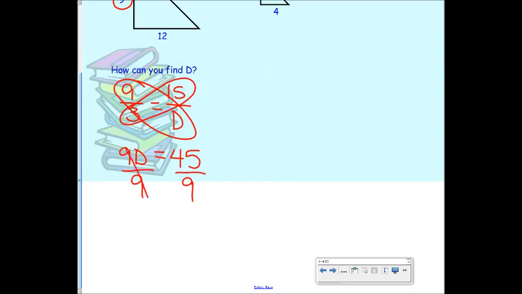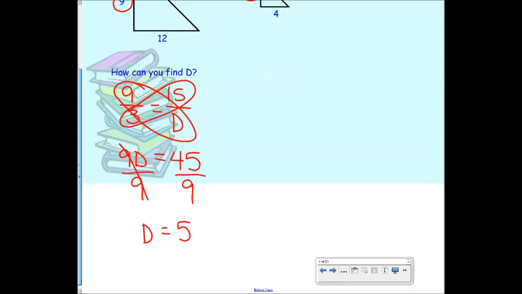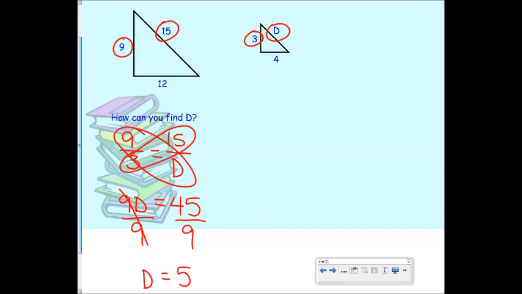Those are gone, so D equals 5. All right, how many of you looked at this right away and knew that D was 5? I heard like 10 people say it. How do you know that? I'm smart. Yes, true. Okay, how else? How did you know that before you even did it?